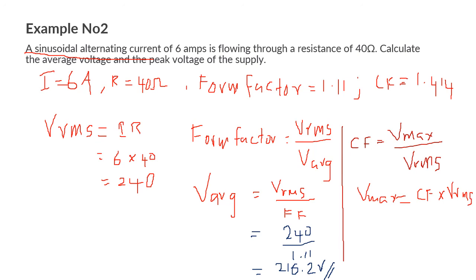Now the crest factor is constant 1.414. 1.414 into RMS value is 240 voltage. If we solve this, we will get the value 339.4 volts. So this is the answer for this question.